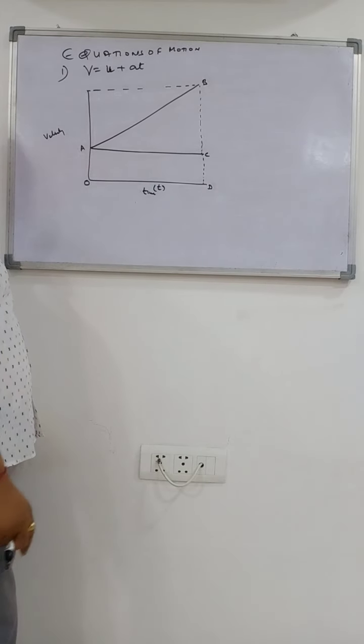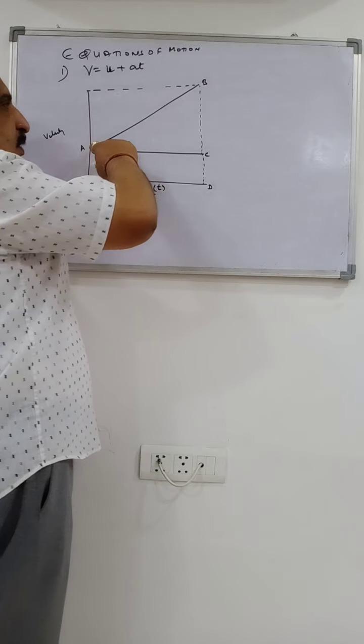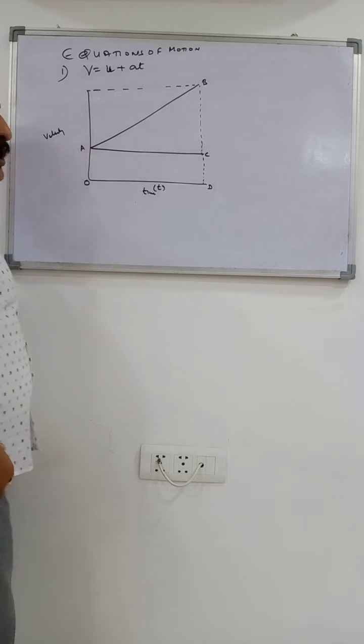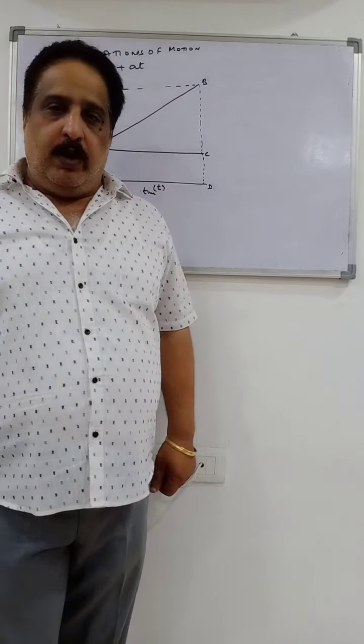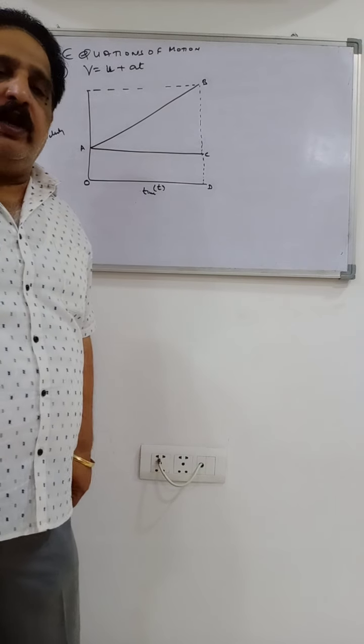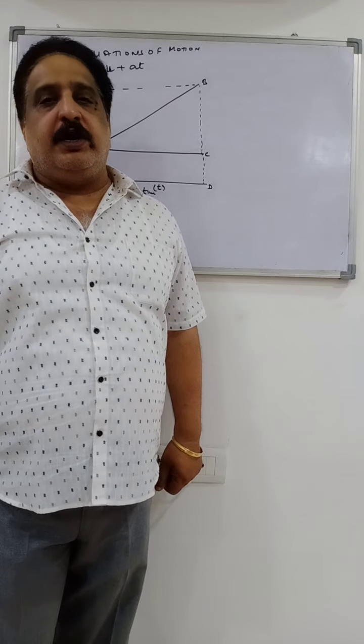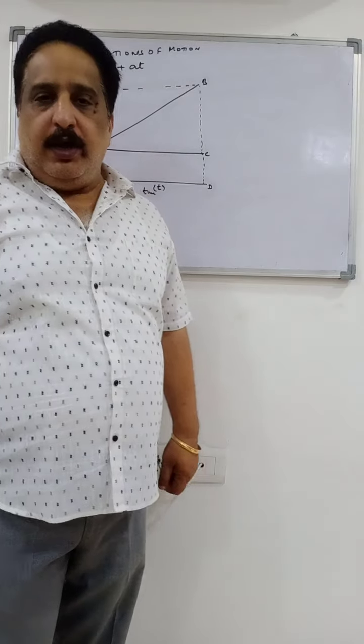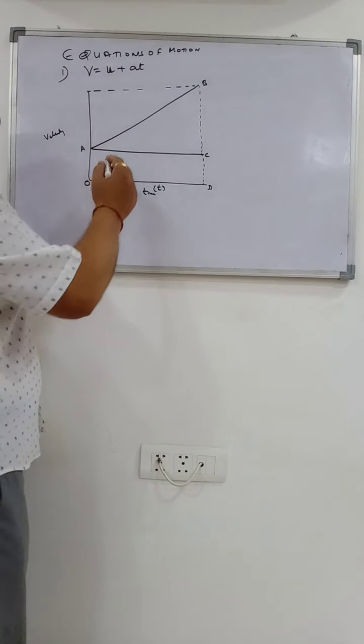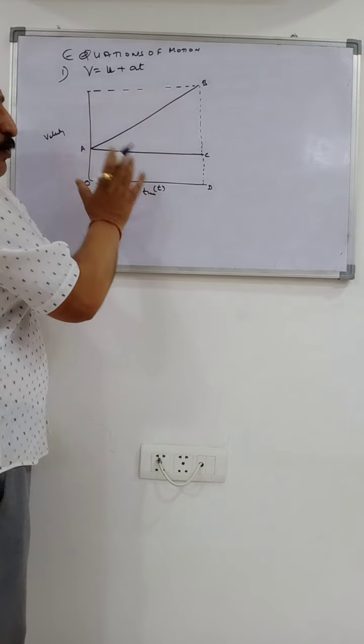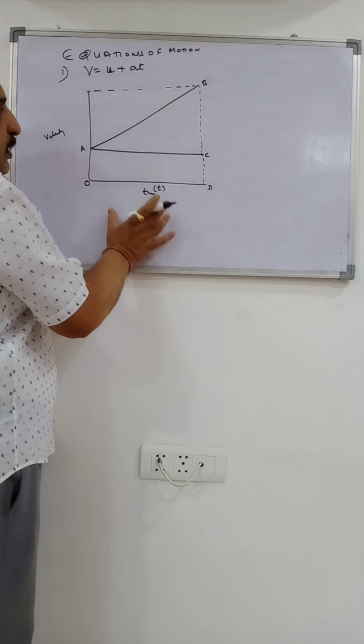What does it indicate? A velocity time graph like this, which is a straight line, shows that the motion is uniform. The acceleration is uniform. Velocity is changing, but it is changing uniformly. Is that clear? This you will have to make before derivations.